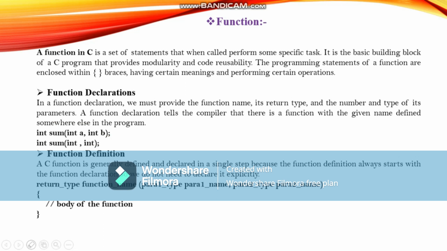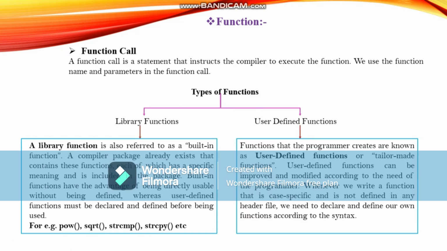Next one is function definition. The definition of a C function also serves as a declaration in a single step, because the function definition always starts with the function declaration, so we do not need to declare it separately. Next one is function calls. Function calls are statements that instruct the compiler to execute the function. We use the function name and parameters in the function call.